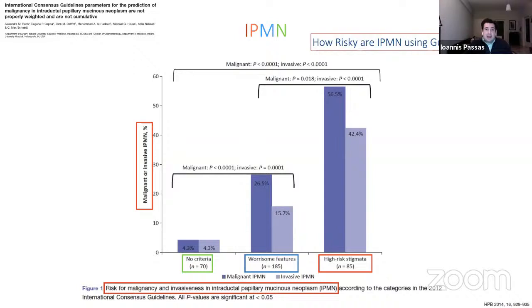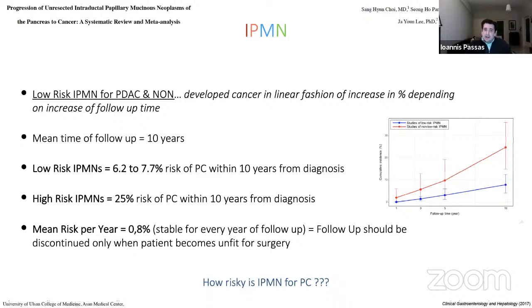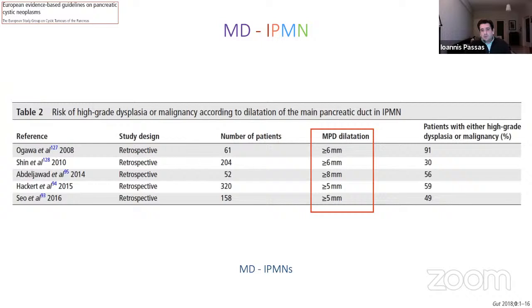So low-risk IPMN patients can develop pancreatic cancer in a linear function according to the years of follow-up. And the mean time of follow-up in different papers is around 10 years. The low-risk IPMN have up to 7.7% risk of developing cancer, and the high risk goes up to 25%. Now, this is important. The mean risk per year is 0.8, and this remains steady for each year. We haven't been able to prove a cumulative increase in the incidence as the years go on. And this is in contrast with the sequential mutation and progression to cancer that we have seen before, and it has been proven in laboratories about the mutations from dysplasia to cancer.